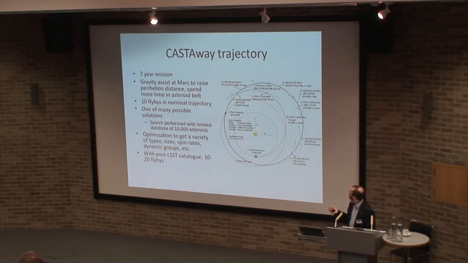So we limited the search to only 10,000 or so asteroids in here, not all known ones, just to make it computationally possible. And there are already a lot of solutions. The real challenge is to find the optimal solution, i.e. the most interesting one, the one where you get the best variety of different sorts of asteroids. But it's no problem to find a trajectory where you get 10 to 20 different flybys.